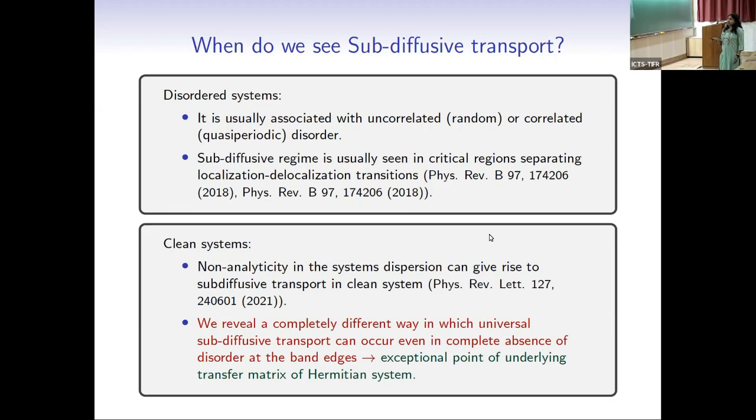Here we have another microscopic reason behind finding this subdiffusive transport in the clean system, and that is the exceptional point of the underlying transfer matrix of the Hermitian system. So in the next slide, let's see what the transfer matrix is and what the exceptional point of the transfer matrix is.